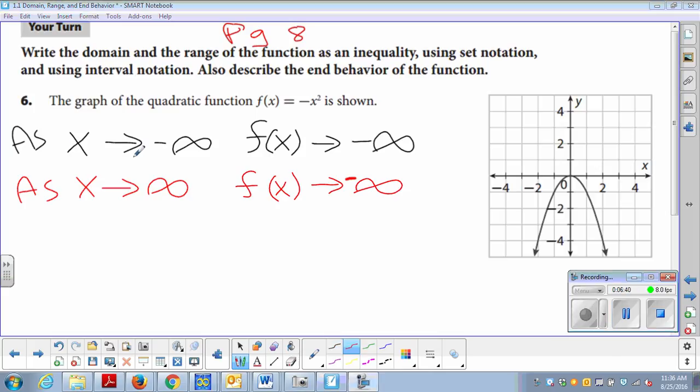Okay, and that's as x goes to negative infinity, f of x goes to negative infinity. Keeps going this way. And as x goes to positive infinity, f of x goes to negative infinity. Keeps going this way.